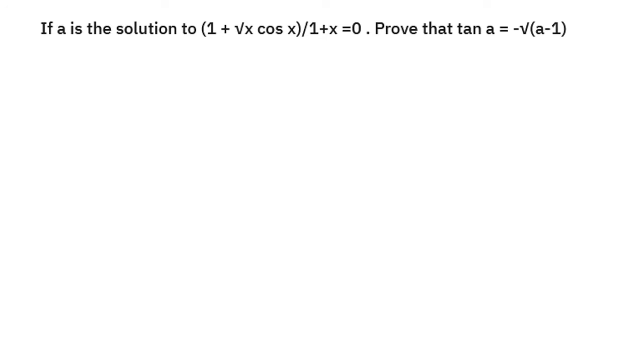If a is a solution to (1 + √x)cos(x)/(1 + x) = 0, prove that tan(a) is equal to -√(a - 1). So let's write this out first.